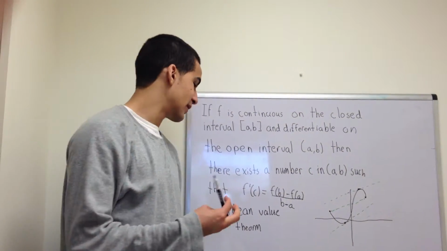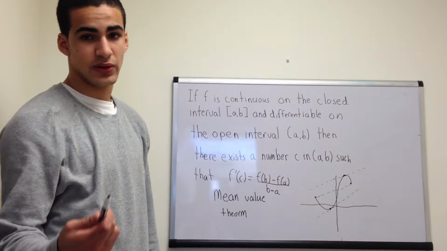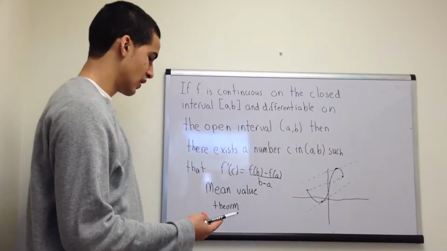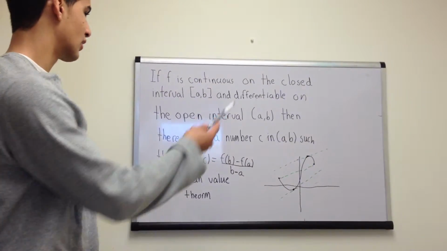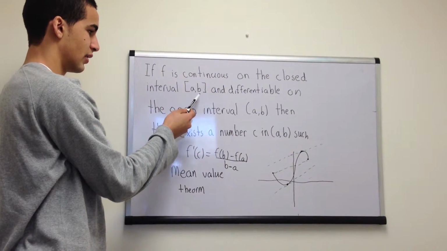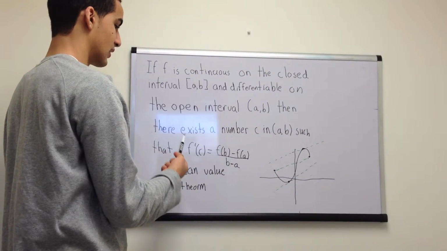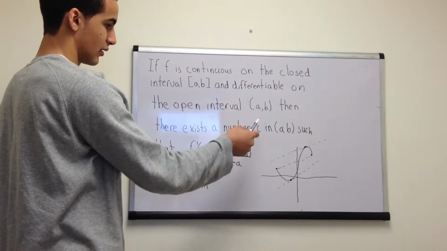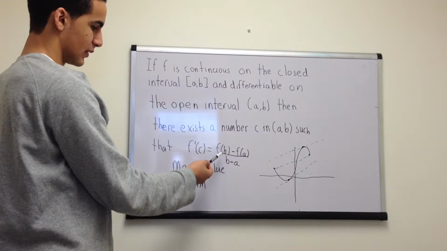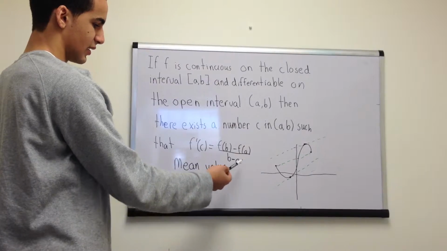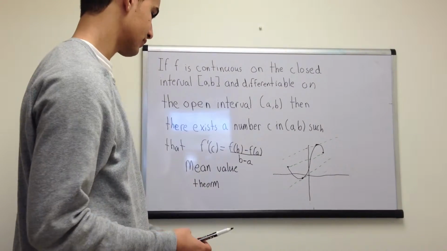Hey guys, I'm going to give you a better understanding of the mean value theorem. Earlier my colleague explained Rolle's theorem to you, so I'll just add on to that. Pretty much what it says is, if f is continuous on the closed interval [a, b] and differentiable on the open interval (a, b), then there exists a number c in the interval (a, b) such that f prime of c equals f of b minus f of a, divided by b minus a. Pretty much this is the slope, but it's explained this way.